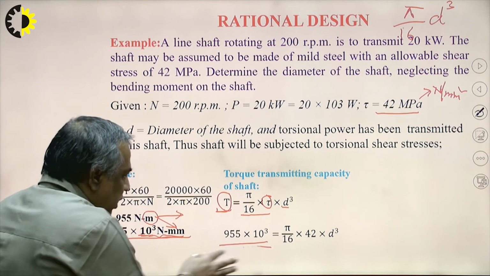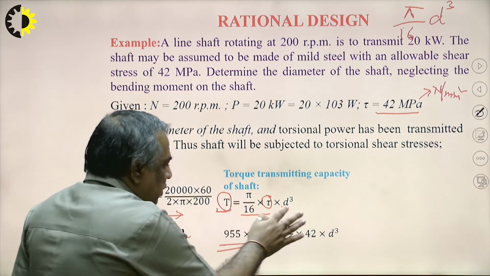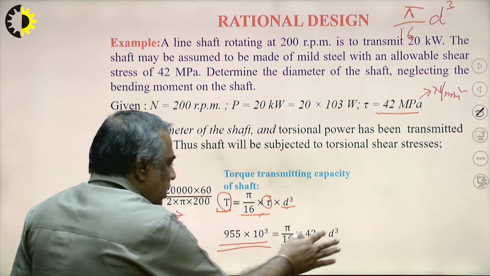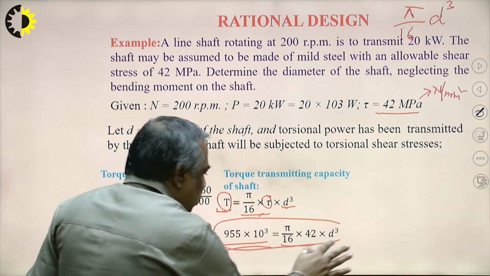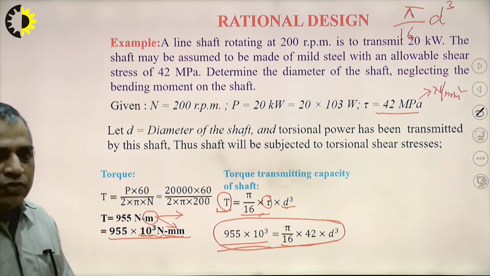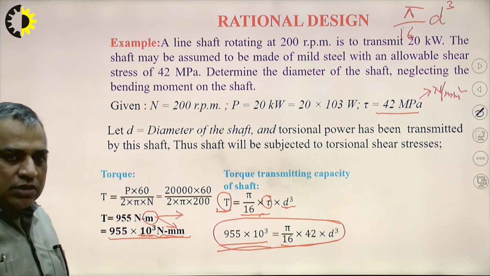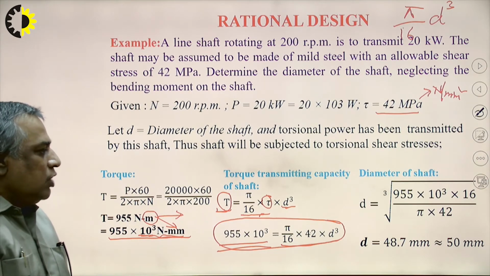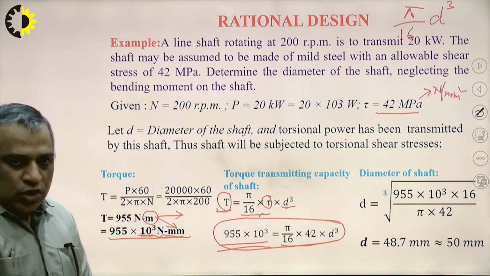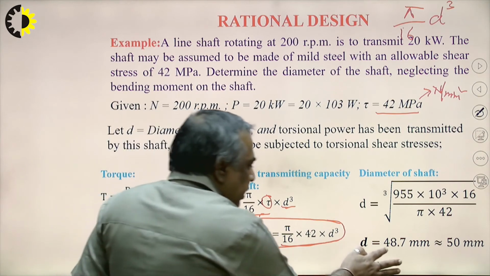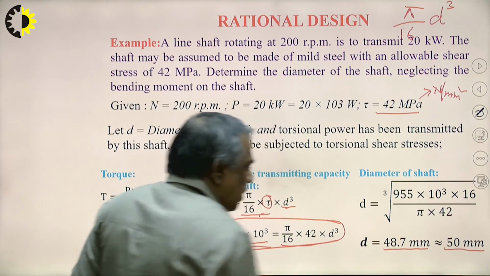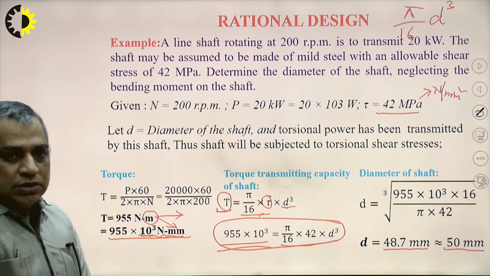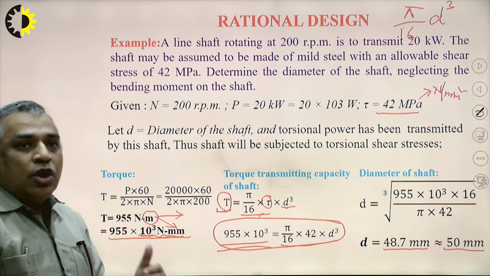So we have put it here, and this is the function of the diameter of the shaft, pi by 16 into 42 into d cube. So this is a single equation with a single unknown, that is the diameter of the shaft. If you solve it, you will have the diameter of the shaft. D is equal to cube root of 955 into 10 to power 3 into 16 over pi into 42. So diameter is 48.7, and then we have taken this 50 millimeter, or we can standardize this diameter from our standards. So this is the rational design of this shaft.